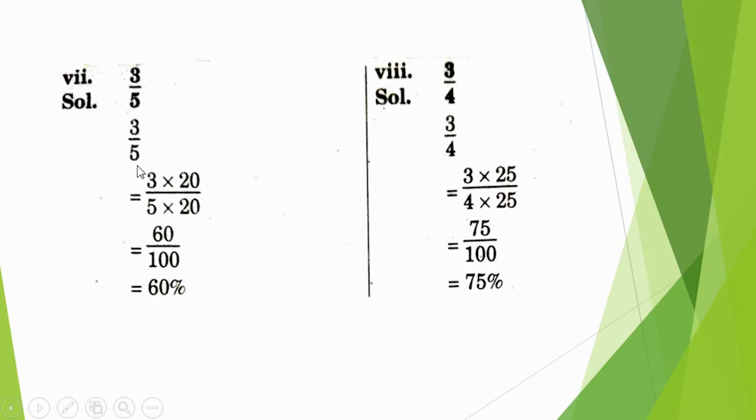3/5. Now the denominator is 5. If we change this 5 into 100, we will multiply with 20. Therefore, we will multiply 20 in numerator and denominator. 3 20s are 60, 5 20s are 100. Now we will change this 100 into percentage sign. 3/4. When we multiply 4 with 25, the denominator will be 100. Therefore, we will multiply 25 in numerator and denominator. 3 25s are 75, 4 25s are 100. Now we will change this 100 into percentage sign.